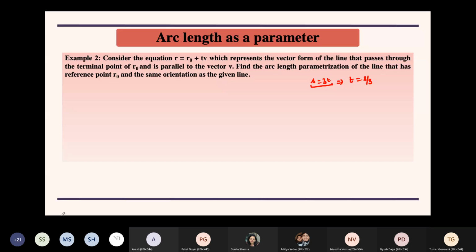So the first step will be to replace t by u throughout, and take t naught equal to 0. So we are starting with 0. Now this is our choice because no reference point as such is mentioned. It is mentioned as R naught, so here this R naught basically means R at 0.